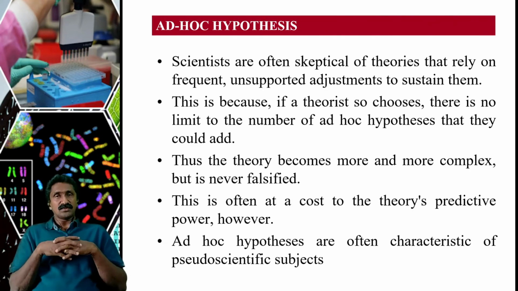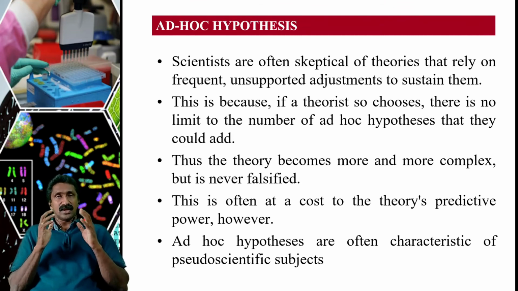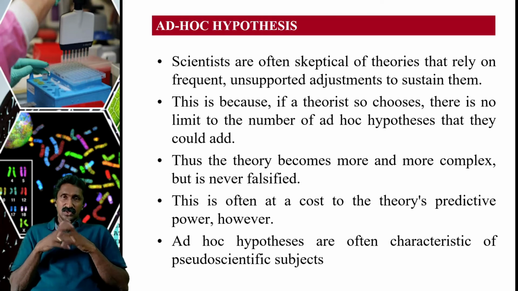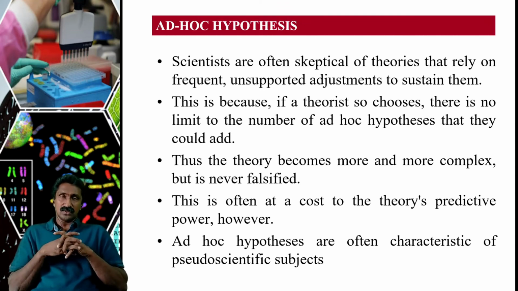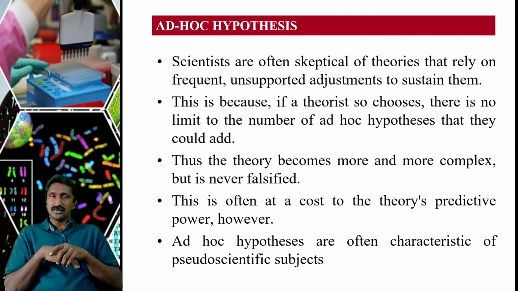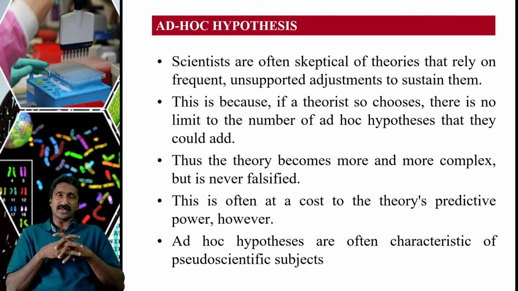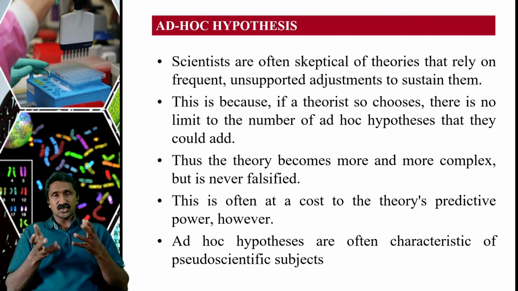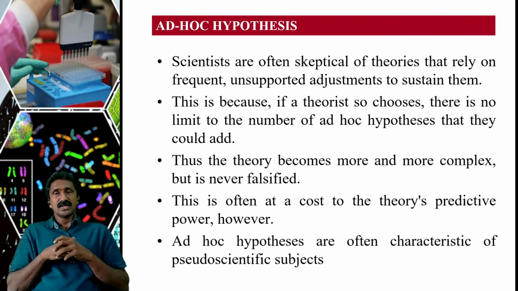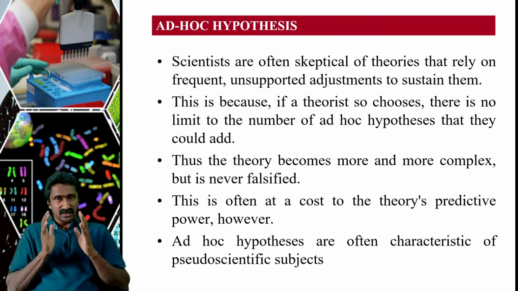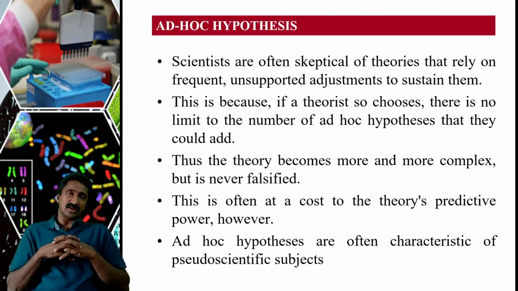Scientists are often skeptical of theories that rely on frequent unsupported adjustments to sustain them. Usually theories are always put to the test, and there is a possibility of rejection for theories also, because if further evidence is gathered, they will be challenged and rejected. This is because, if a theorist so chooses, there is no limit to the number of ad hoc hypotheses that could be added.